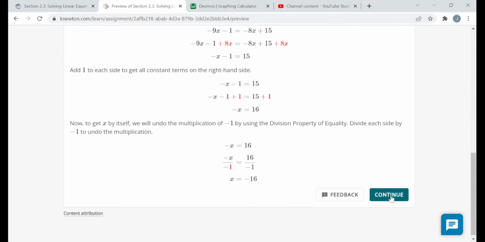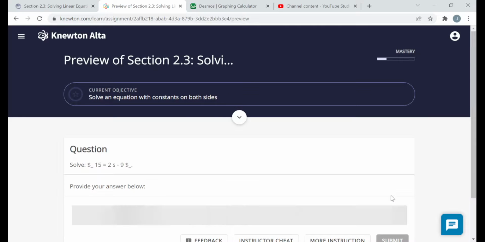Okay, next question. I'm pretty sure no matter what objective we're in, I'm going to be performing the same steps, right? Make sure we simplify every step and get all the terms with the variable on one side, terms without the variable on the other side using addition and subtraction, and then do some sort of division or multiplication at the end to get the variable alone. It's the same steps every single time.